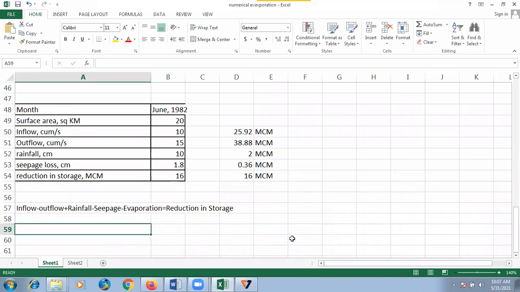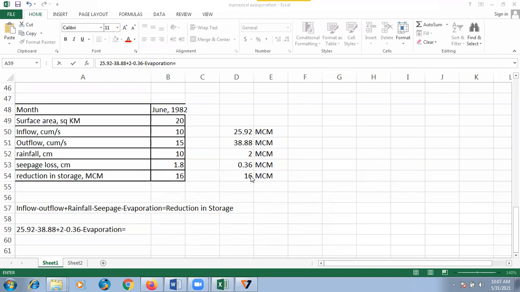So therefore, looking into this equation, inflow 25.92, outflow negative, minus 38.88, plus rainfall plus 2, minus seepage minus 0.36, minus evaporation, we don't know, minus evaporation is equal to reduction in storage, that is 16. Reduction means negative, that becomes minus 16. So is this equation clear to everyone? Is it clear? Any doubt with this? Somebody please respond. Yes, sir.